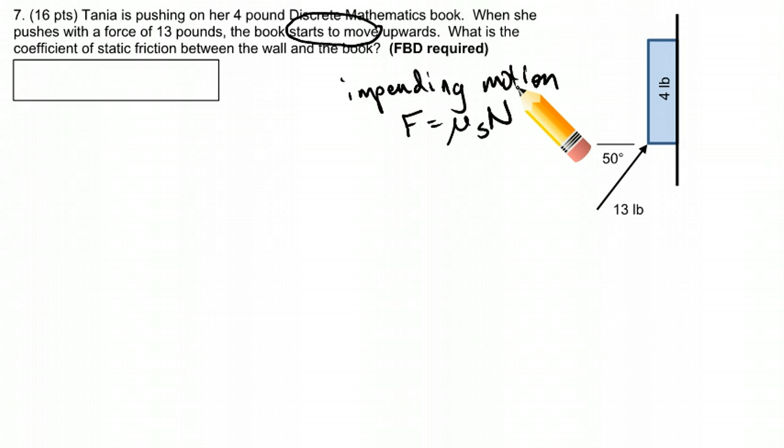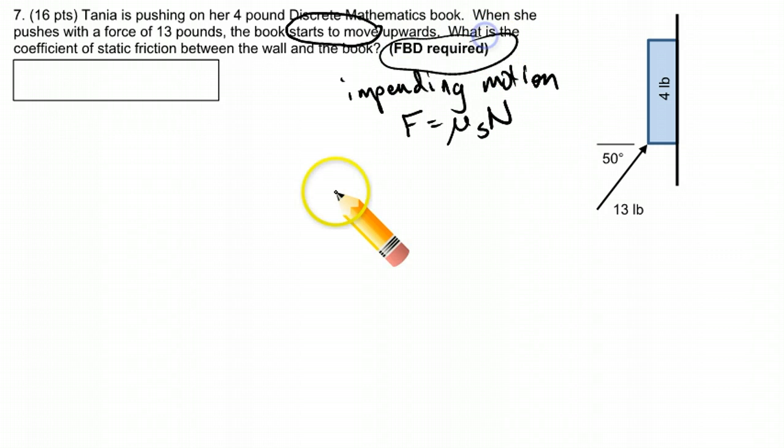When it just starts to move, the instant before it starts to move, we don't have an acceleration yet. We just have a free body diagram. Acceleration of 0, so no kinetic diagram. Let's draw the free body diagram.